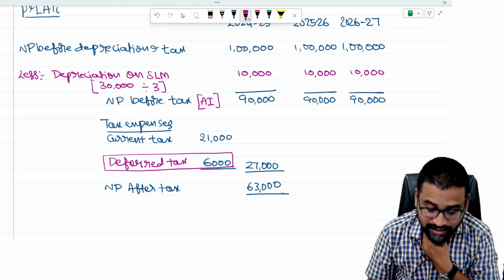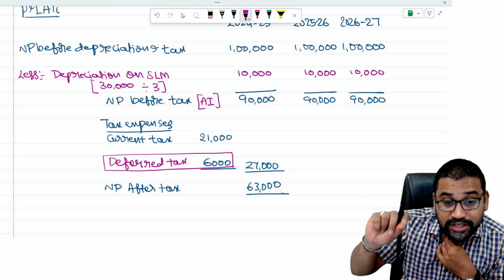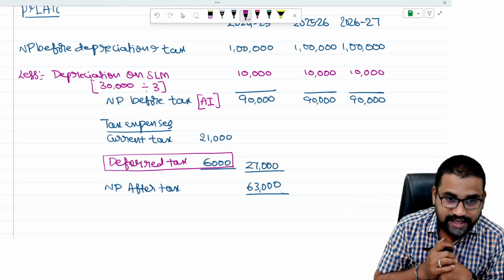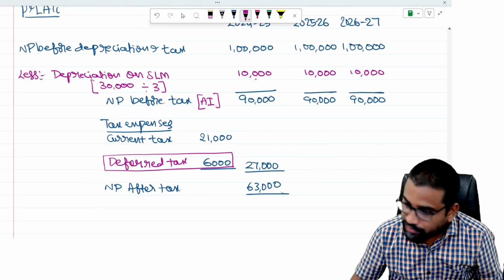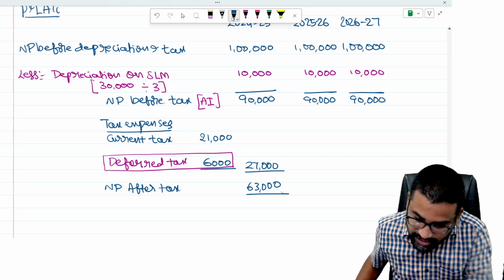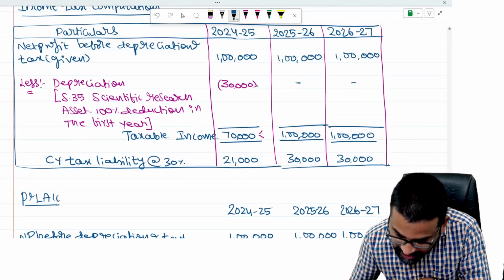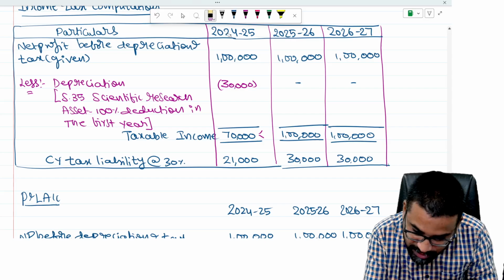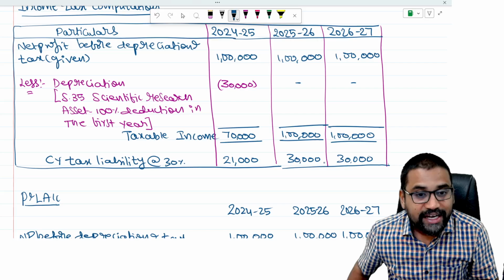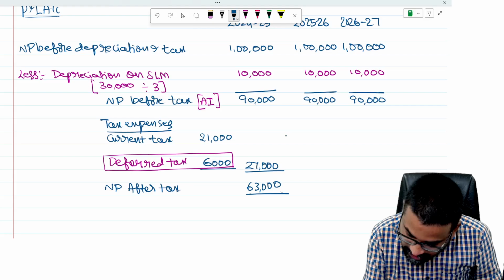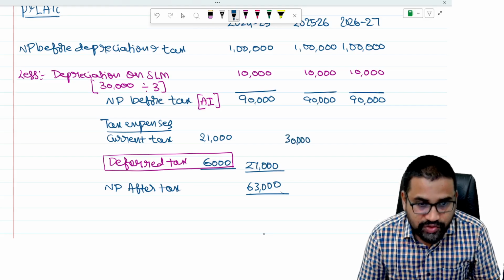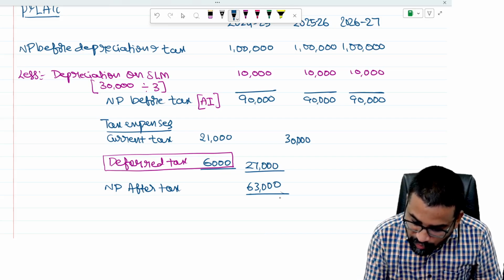Sir, you said the tax effect on timing differences we recognized this year. Coming to next year, sir. Next year you tell me, what will be your current tax next year? Current tax. You see the Income Tax Act. What will be the next year tax liability? See this one, 30,000. Second year tax liability 30,000. You write 30,000 here. I am writing 30,000 here. Second year.